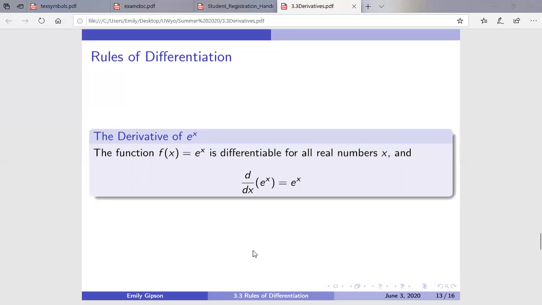And surprisingly, d dx of e to the power of x is equal to e to the power of x, which is not what you would think. But just remember this, we're going to use it later.